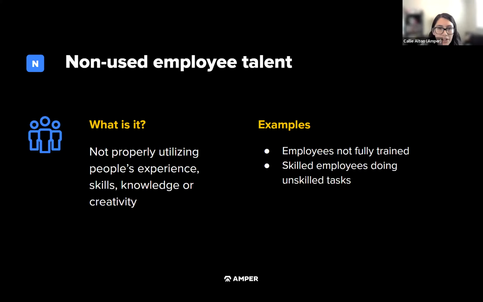The next one we have is non-used employee talents. So this is not properly utilizing people's experience, skill, knowledge, or creativity. This one is harder to identify and as well as quantify. But one big factor you can see is that you want to make sure your people are trained. When it comes to continuous improvement, that applies to your employees as well. You want to make sure they're always learning and growing. Having good employees that stick around and help grow your business is a big factor.